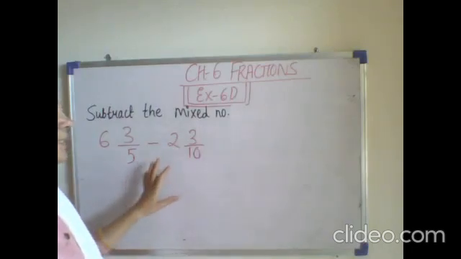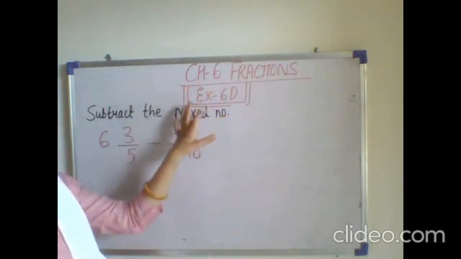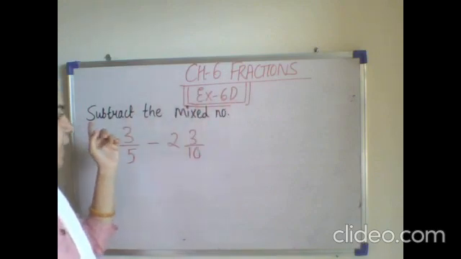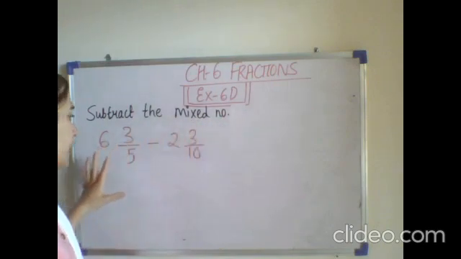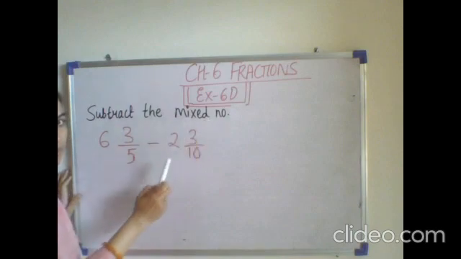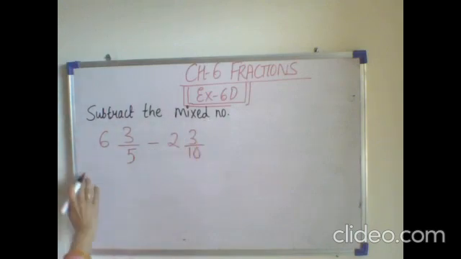Today we will be completing our chapter number 6, fractions. Today we will be doing the last exercise, that is exercise 16. We have to subtract the mixed number. Here I have written two mixed numbers. These two are the mixed numbers. In between, the sign of minus is there. So how to solve this mixed number?